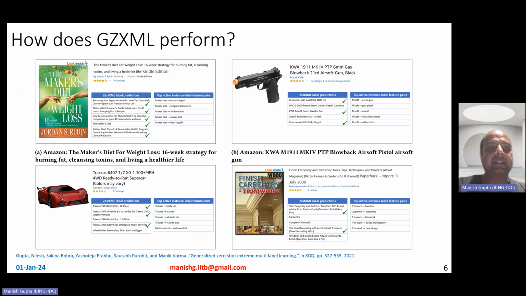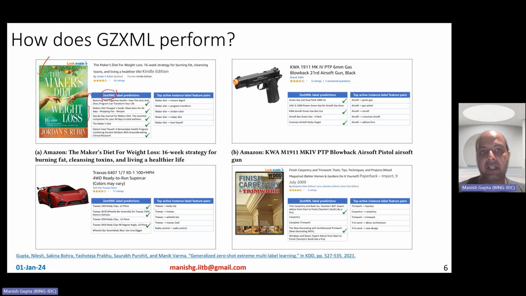What you see here is essentially the original product, and here the ZestXML algorithm is being used to recommend other related products. This is on the Amazon dataset, so it's a product recommendation dataset. Okay. So what do you observe? The original input is the Maker's Diet for weight loss. That's the original product, and these are the products which have been recommended by ZestXML.